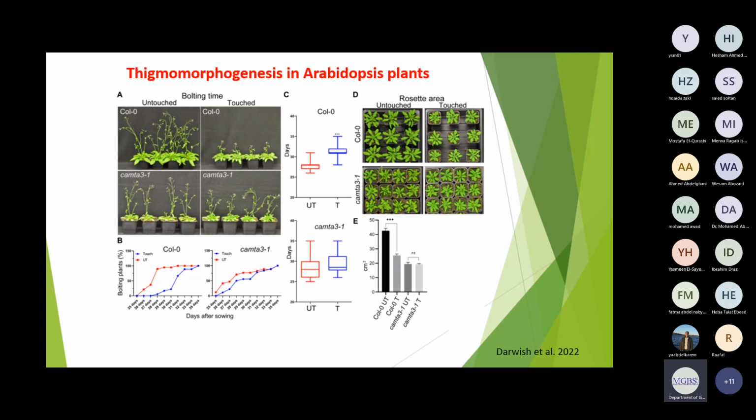I did this recently with one gene that controls the signal cascade. So when you knock out this gene, you see this plant becomes less sensitive to touch. And we use this gene to identify the signal cascade in the touch response.